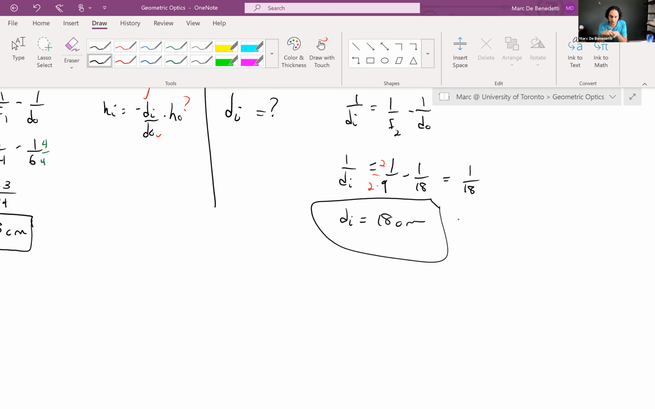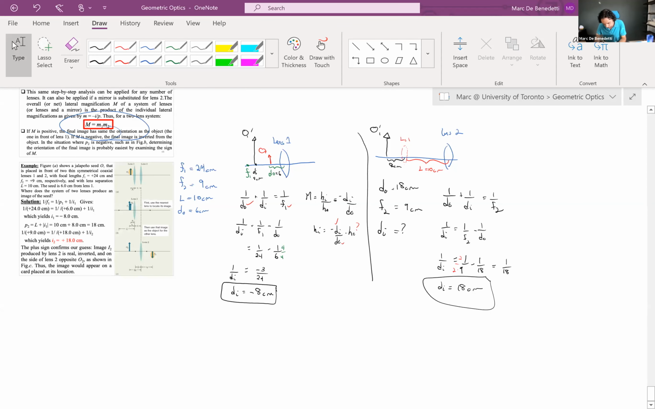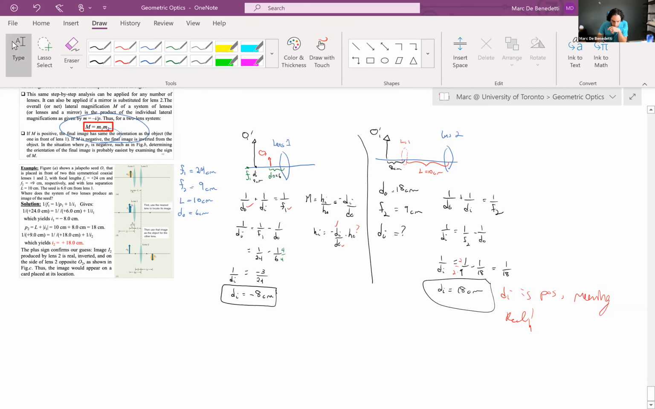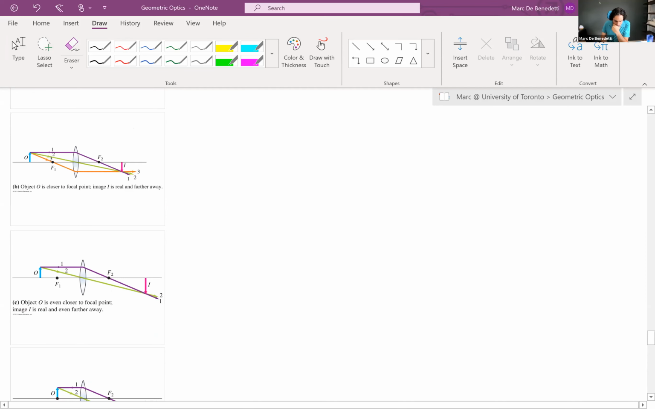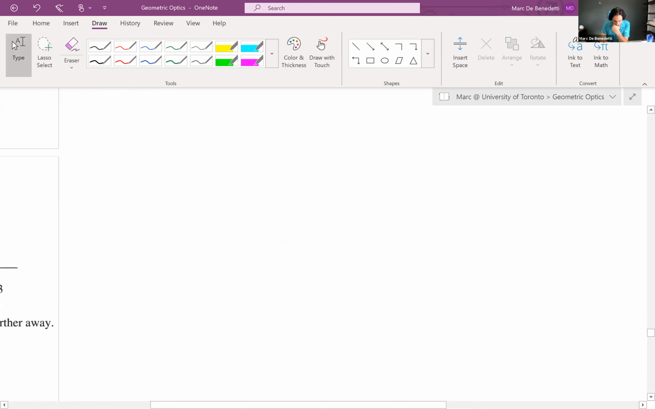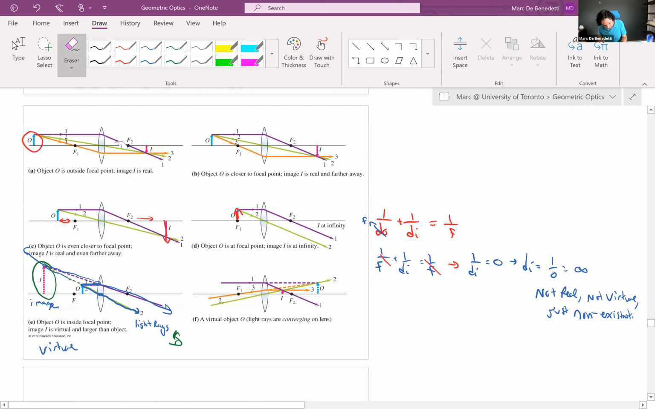What does it mean to be a real image for a converging lens? Well, we've looked at lots of those ray diagrams in the past. So let me just make a little note here. DI is positive, meaning it's real. So if we scroll up here, what does it mean to have a real image for a converging lens? Let me just erase all of my pen markings here to make it easier for you to see.